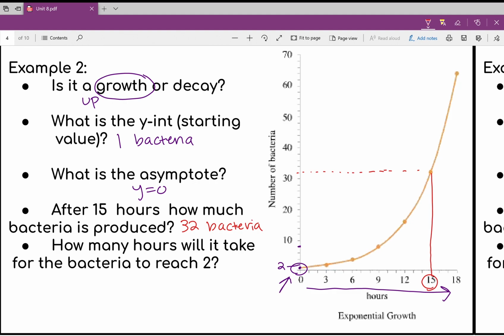Now the last question says, how many hours will it take for the bacteria to reach 2? So the bacteria to reach 2. So if we look right here, I'm going to erase some of the stuff right here. Okay. So if we look right here, 2 is here. And if I draw this across, it looks like it crosses here. So in order for us to reach 2 bacteria, it would take 3 hours. So remember, at the beginning of time, at 0 hours, we were at 1 bacteria. And then at 3 hours, we moved to 2 bacteria. And after 15 hours, we moved to 32 bacteria.